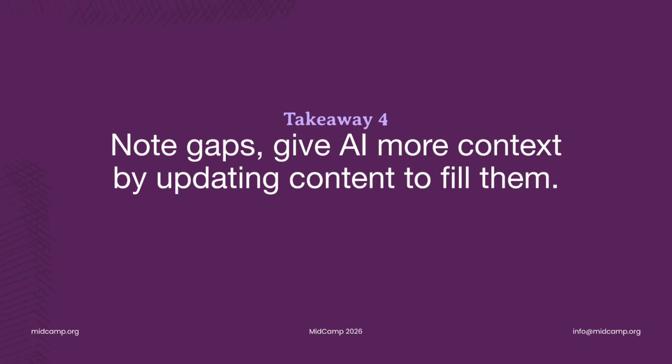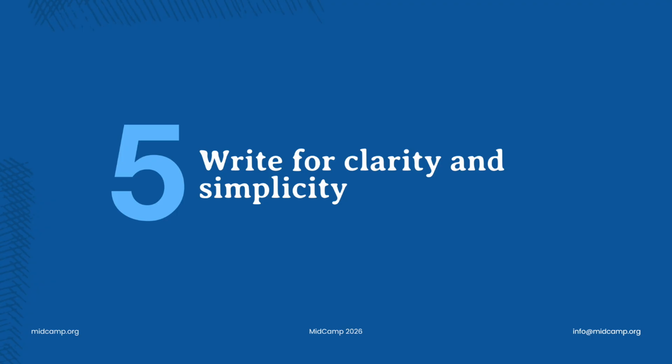Okay, takeaway number 4. Note those gaps from AI and then give it more context by updating content to fill them in. You want to have control of your content and how it's being presented. Our final one is write for clarity and simplicity, number 5.